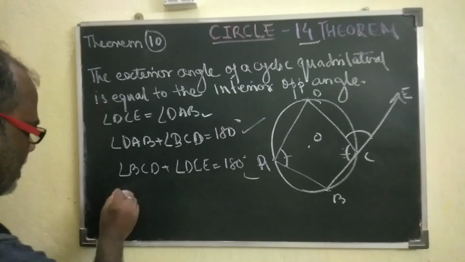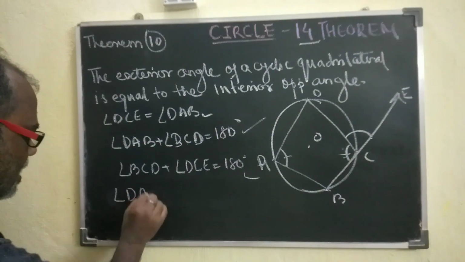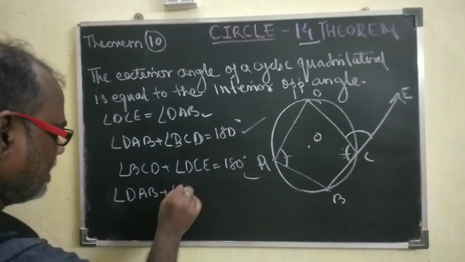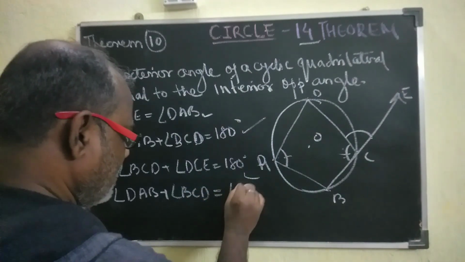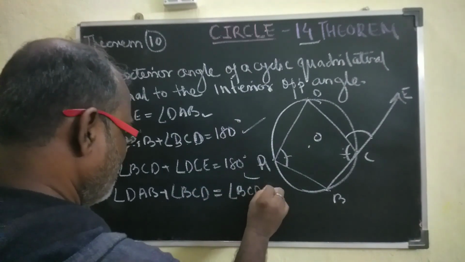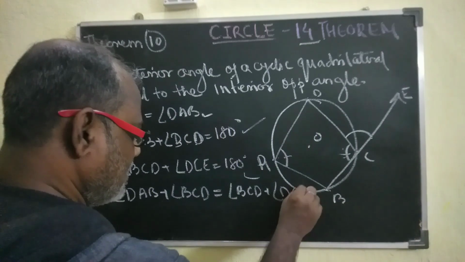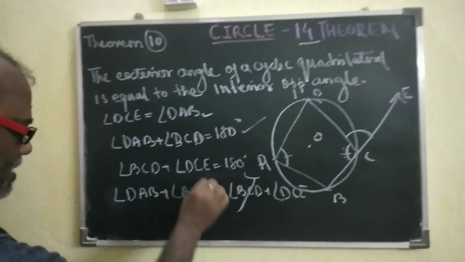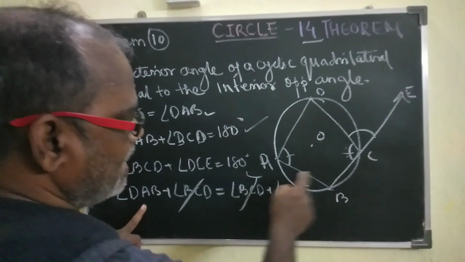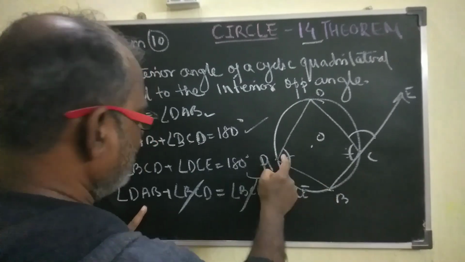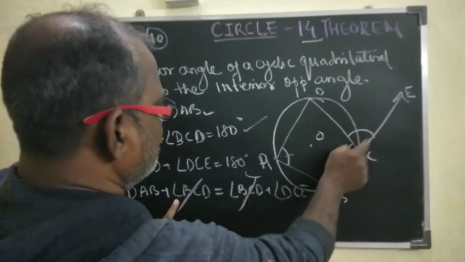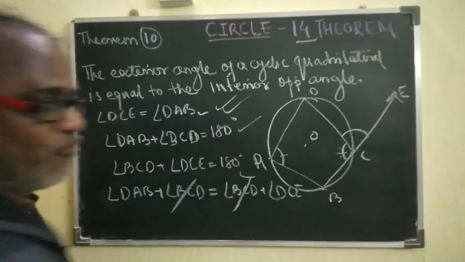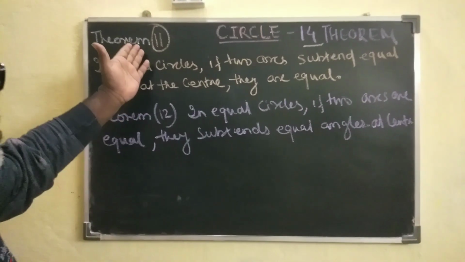From these two we get that angle DAB plus angle BCD equals angle BCD plus angle DCE. Now this gets cancelled, so angle DAB equals angle DCE. This theorem is proved. This is theorem number 11.